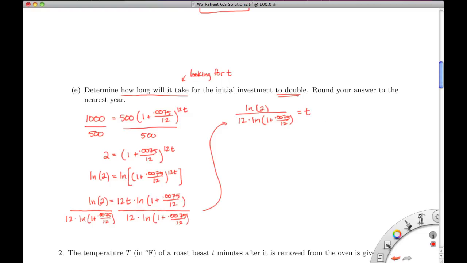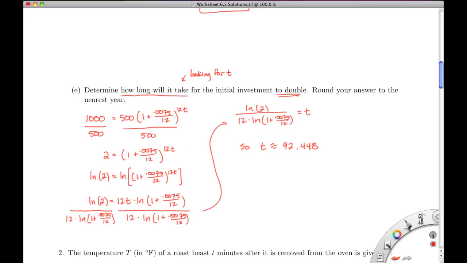So if we go ahead and calculate this, t is going to be approximately 92.448. Now think about what this is saying. We hit 92 years, and we go a little bit further, and then we'll hit the $1,000.